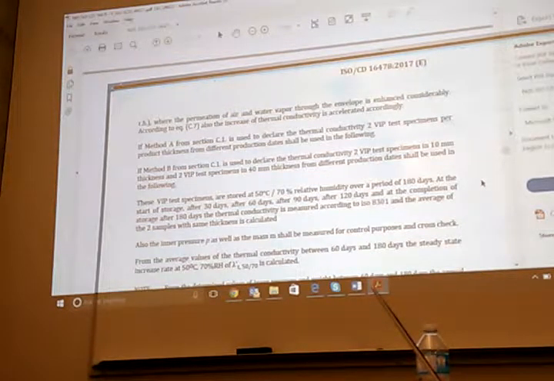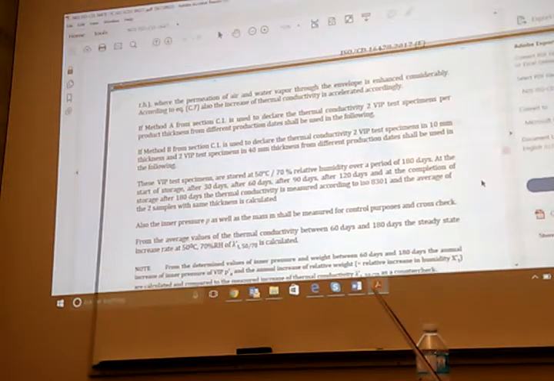The method A section is used to declare the thermal conductivity of the VIP test specimen per product thickness of different production dates. If method B, section C1, is used to declare the thermal conductivity, VIP test specimens in 10 mm thickness and VIP specimens in 40 mm thickness for different production dates shall be used. The VIP test specimens are stored at 50-70 and 80 days. At the start of the storage, 30-70-80 days. The total storage is 180 days. Thermal conductivity is measured according to ISO 8301. The average of two samples with the sample thickness is calculated. Also, the inner pressure P as well as the mass M shall be measured for control purposes and cross check.